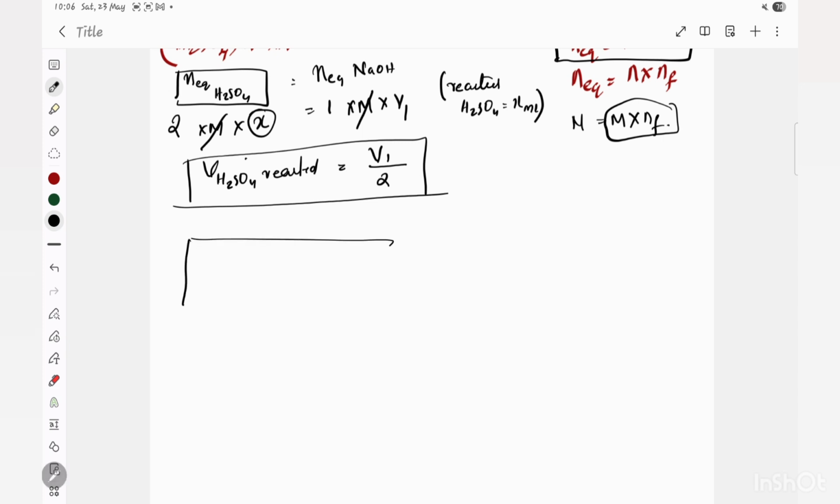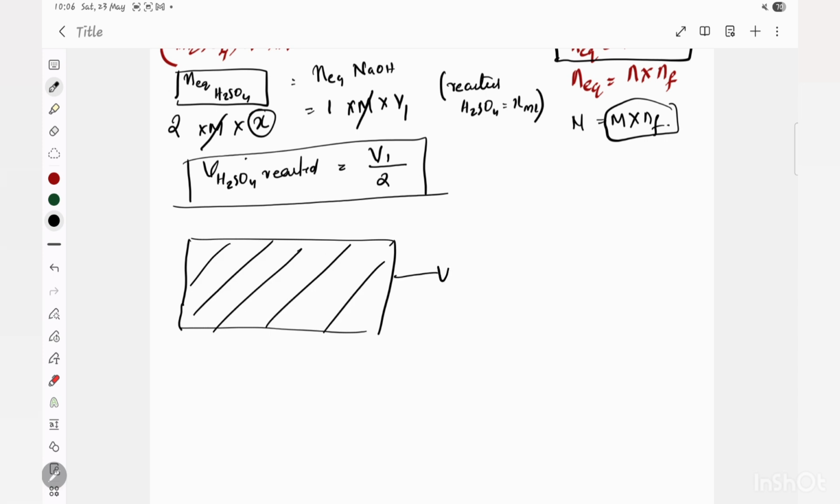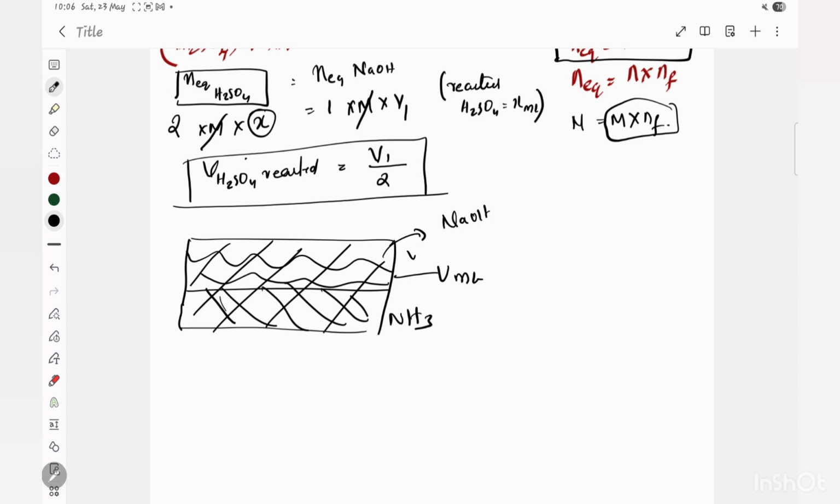Initially we have taken total volume V mL, and in that some amount is reacted with absorbed NH3. The rest is reacted with what? NaOH. The rest one is V1 by 2. The complete amount is V. Therefore, what is absorbed in NH3? That is V minus V1 by 2.